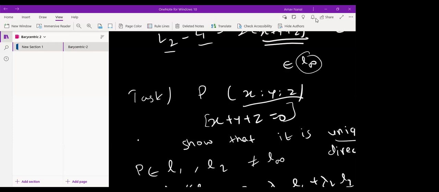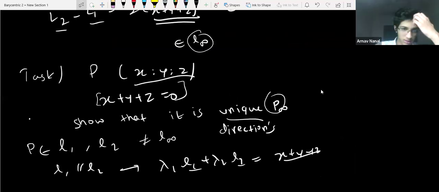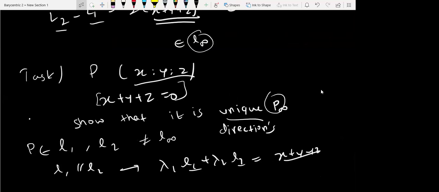Right, so we're already given that for P, it satisfies the equation of L1, it satisfies the equation of L2, and it satisfies x plus y plus z equals 0. So then if they were not to be linearly independent, then we'll get that it has to be 0, 0, 0.